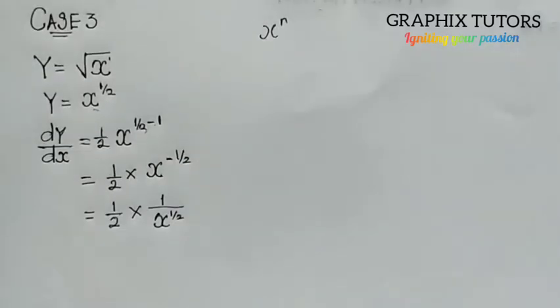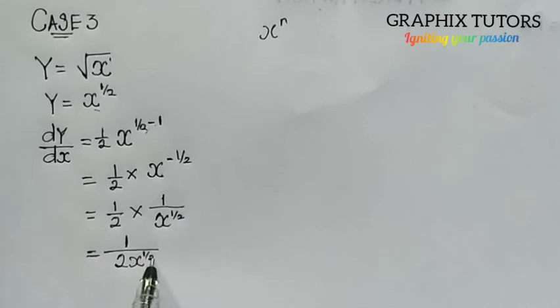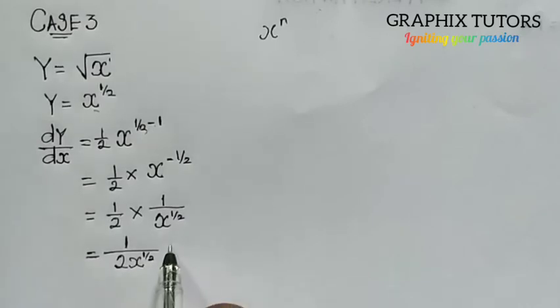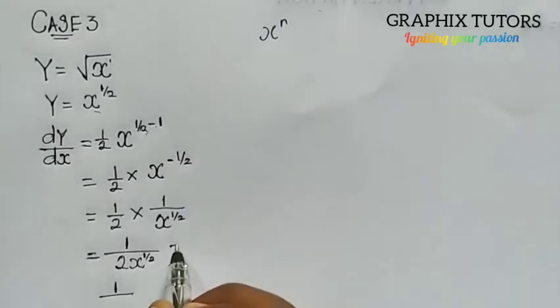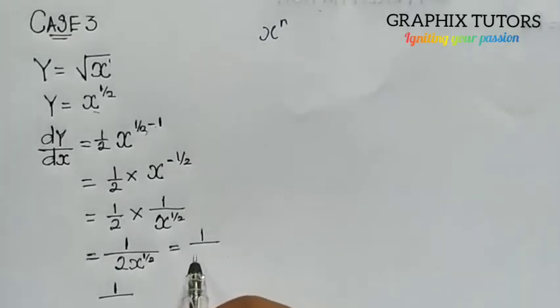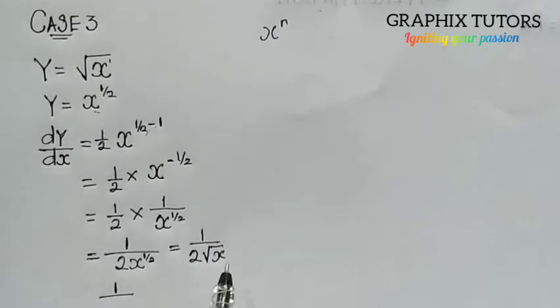Now if you look, this is the same thing as writing 1 times 1 is 1, over 2 times x to the power of 1 over 2, which gives 2x to the power of 1 over 2. This is the same thing as writing 1 over 2 root x, because x raised to 1 over 2 is root x. So that is my answer here.